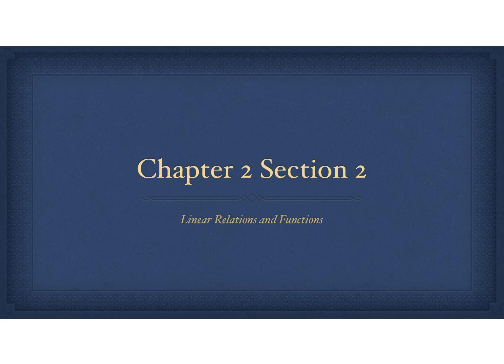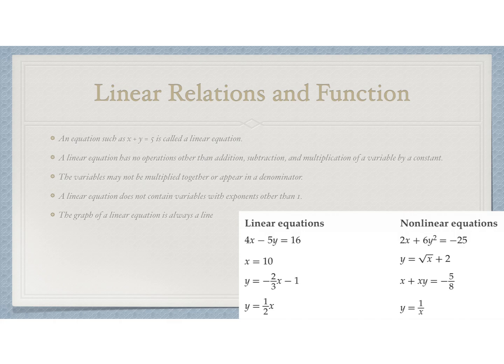Alright, so today we're going over chapter 2, section 2, linear relations and functions. An equation such as x plus y equals 5 is called a linear equation. A linear equation has no operations other than addition, subtraction, and multiplication of a variable by a constant. The variables may not be multiplied together or appear in a denominator.